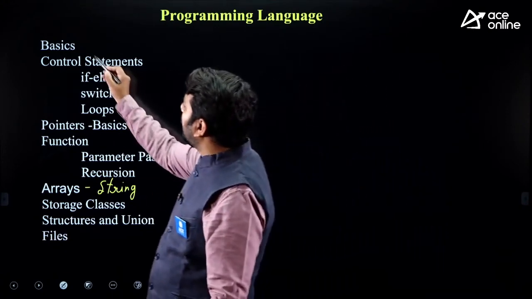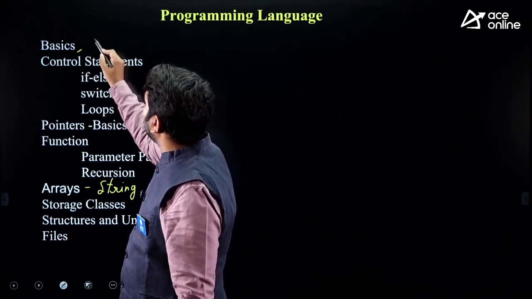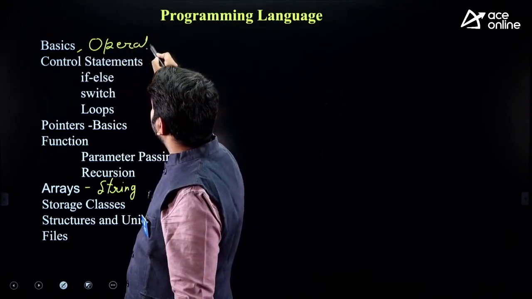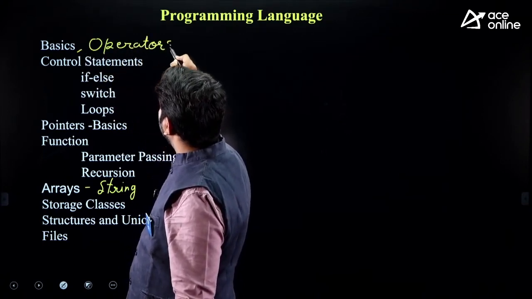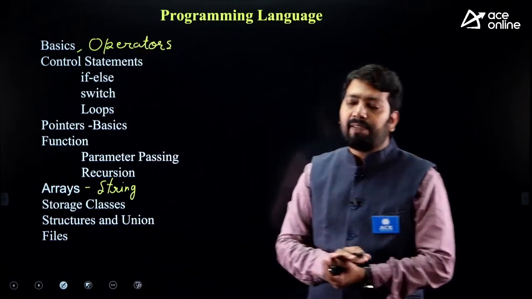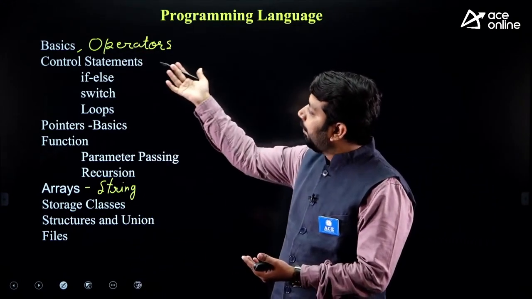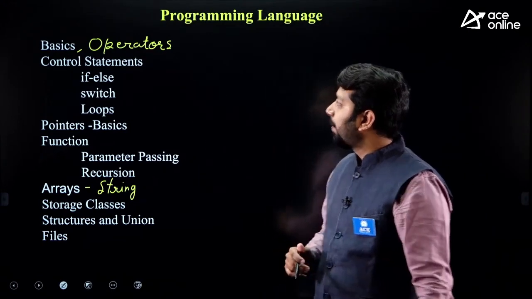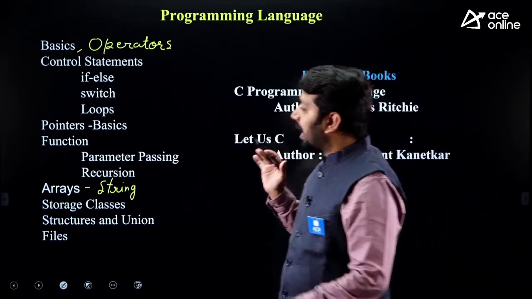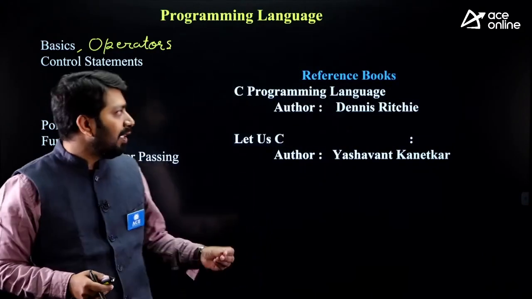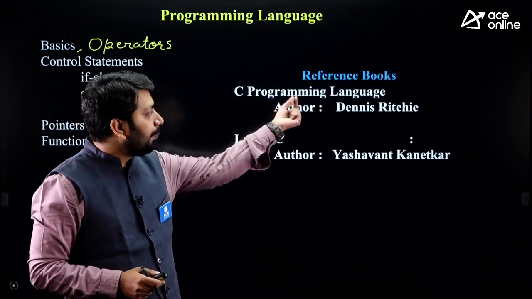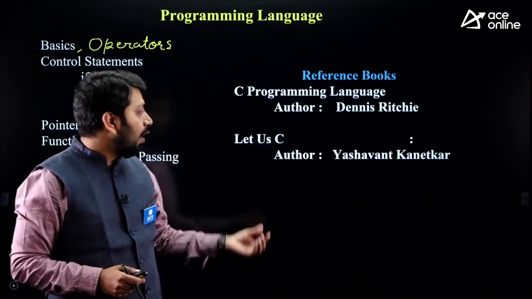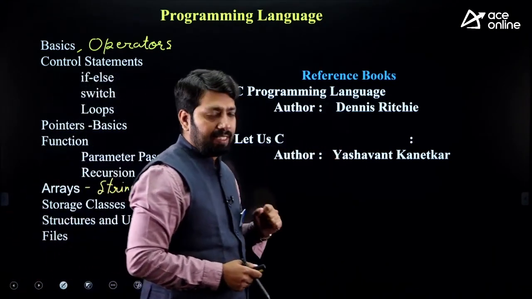And in the basics, you can separate one topic, operators. I consider it as part of the basics of C language, but some students like it as a different topic, so I mention it as a different topic, operators. Fine. And to understand C language, you can refer to a book, either The C Programming Language by none other than Dennis Ritchie, or Let Us C by Yashwant Kanetkar.